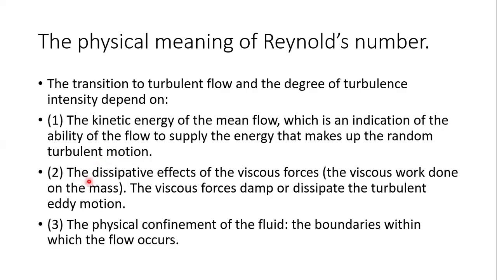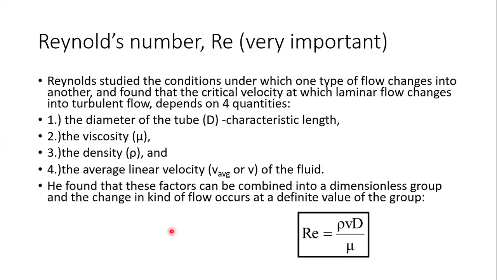Then the second point says that the dissipative effects of the viscous force, that is the viscous work done on the mass, also affect our degree of turbulence. So the viscous forces damp or dissipate the turbulence or eddy motion. This is what it's trying to say. The viscosity is going to reduce the Reynolds number. So if we have something that is more viscous, because we are dividing by a larger value, then we are going to have a reduction in the Reynolds number.